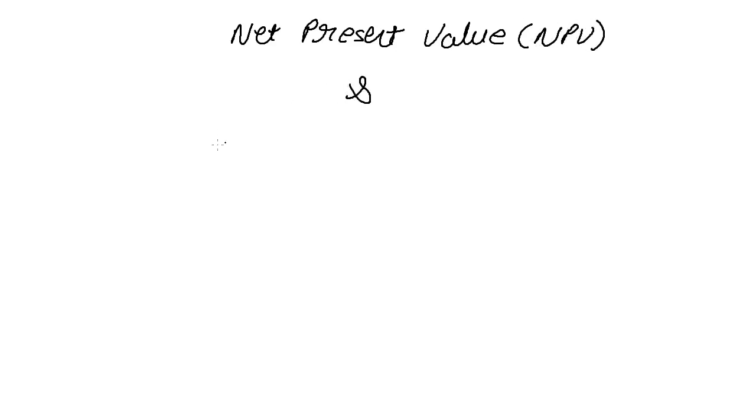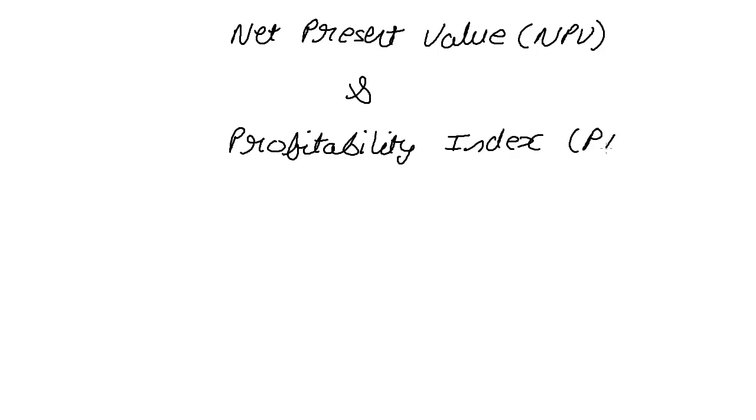Net present value, or what we call NPV, and profitability index, which we call PI. Both of them make use of discounting and are therefore considered modern methods for capital budgeting.